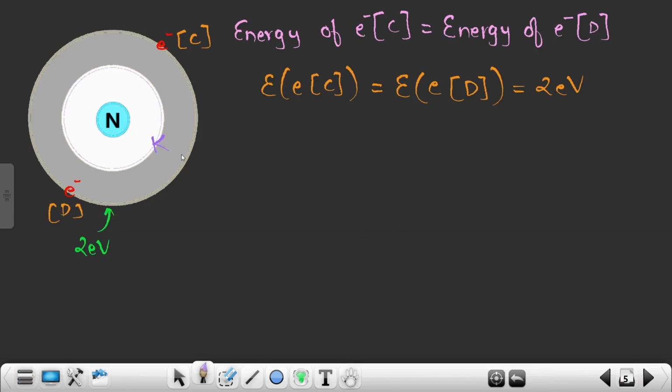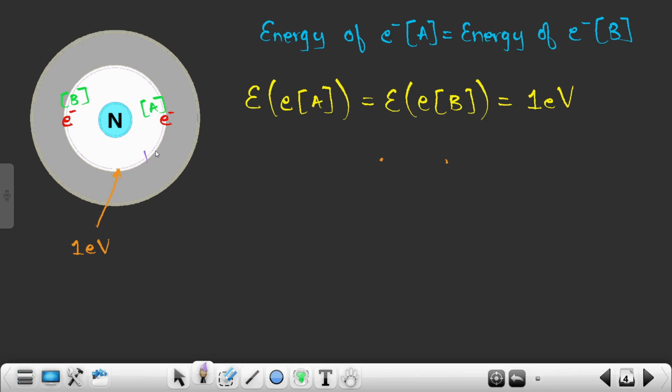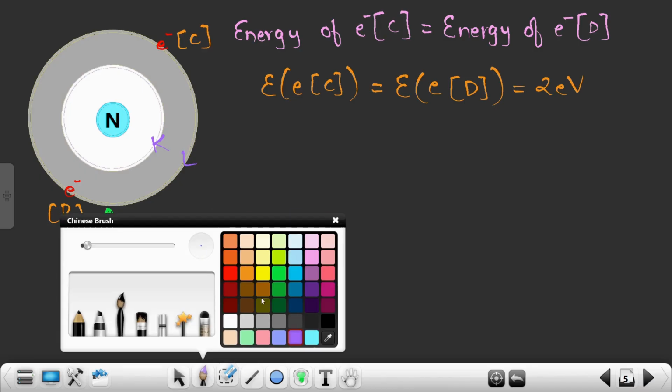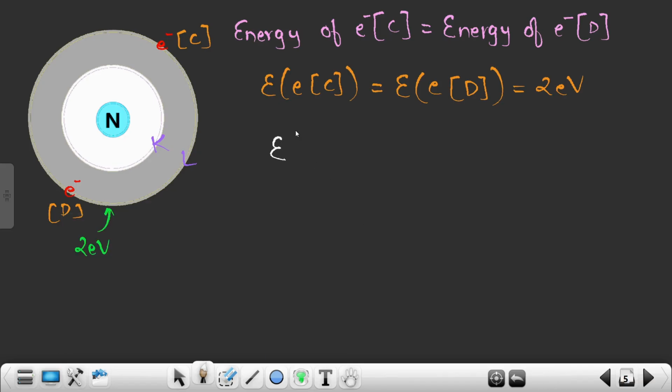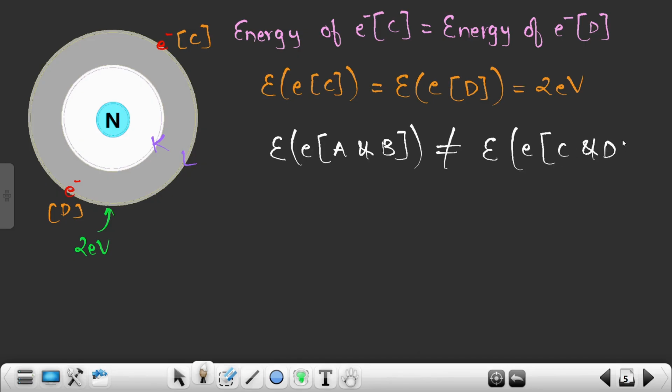So this is my K shell, this is my L shell. Similarly, if there is one more orbit, that would be M, so K, L, M, N. It keeps on increasing. I hope you are able to understand this. Similarly over here, this is my K shell, this is my L shell. Great. So that means, let me erase this, I can conclude two things over here, that is the energy of electrons A and B is not equal to the energy of electrons C and D.